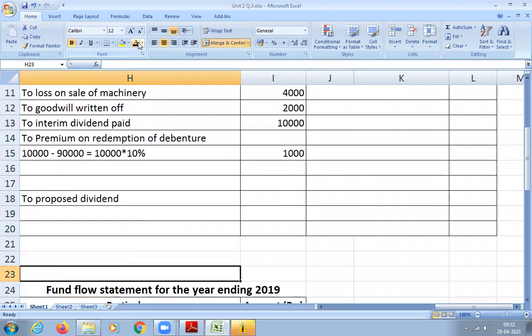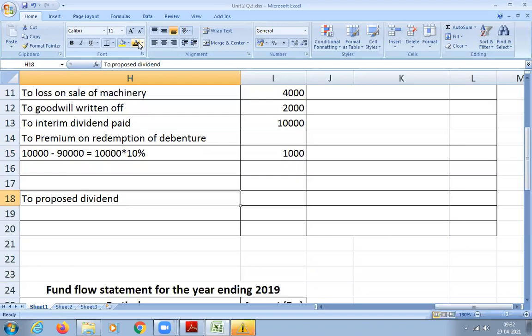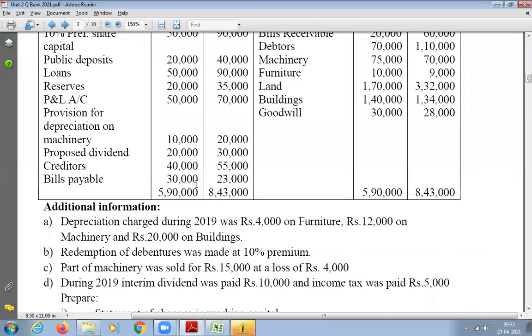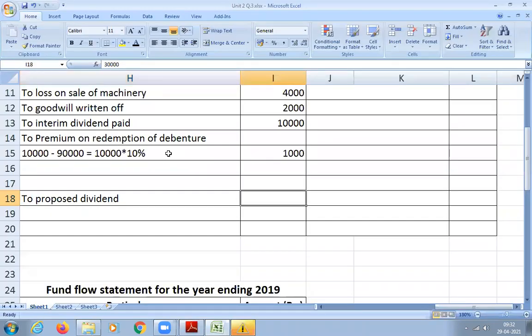How much is the proposed dividend? 30,000. Yeah, I told you. In these two, which one should you write in the appropriation, the adjusted P&L account? The current year provision, you write. Or the current year proposed dividend you should write in this adjusted P&L account. And 20,000 will be paid in 2019, so that will come in the fund flow statement. So now you write 30,000. That is the current year proposed dividend.